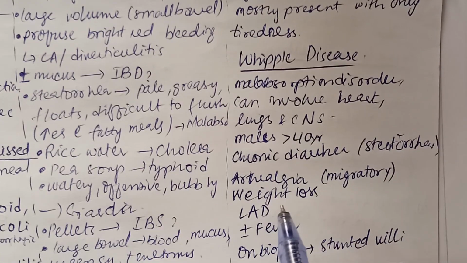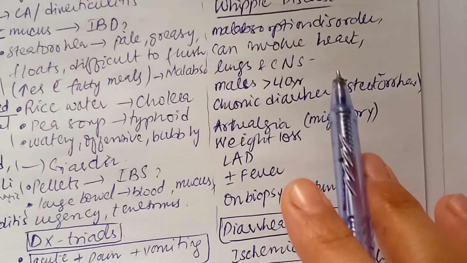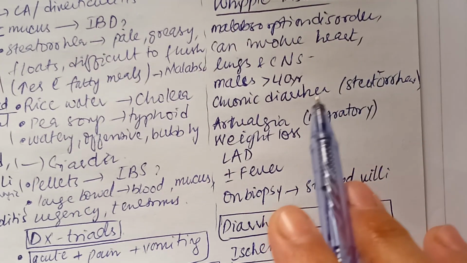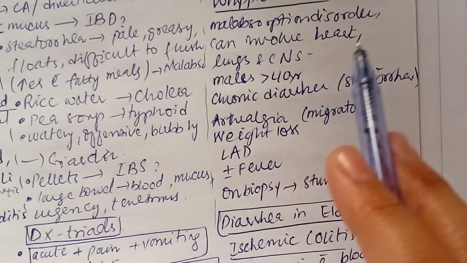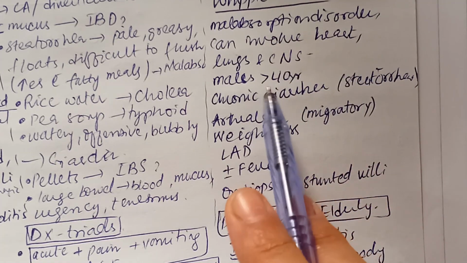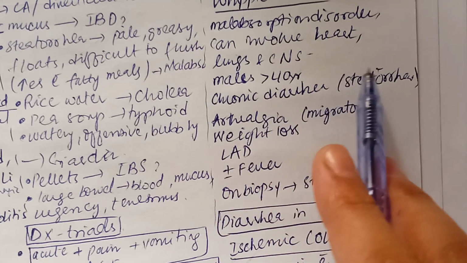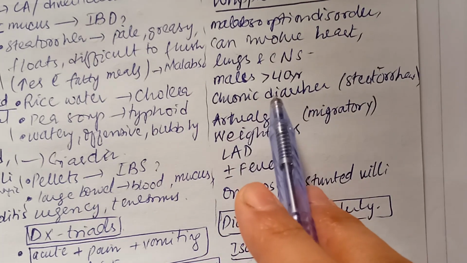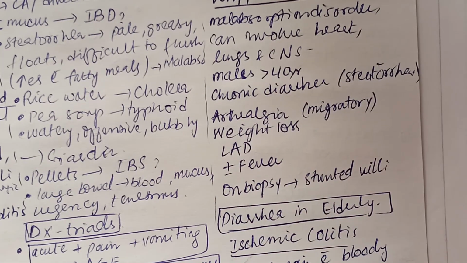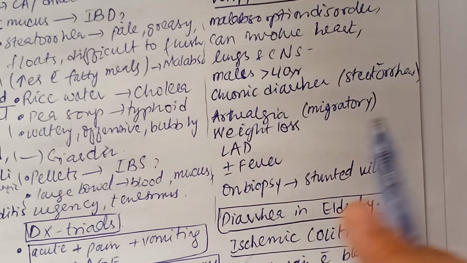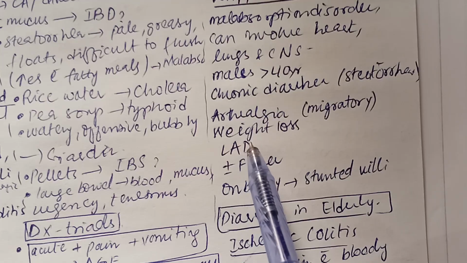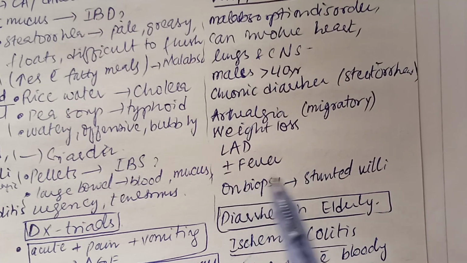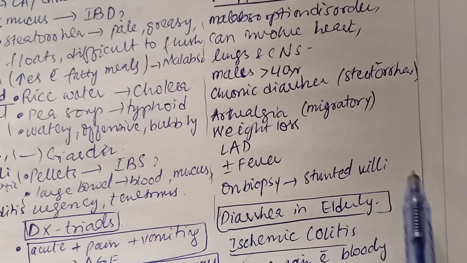Whipple disease is also a malabsorption disorder, and it can involve the heart, lungs, and CNS. It is an infective malabsorption disorder actually. It affects males more, over 40 years of age. It causes chronic diarrhea, steatorrhea, and arthralgia would also be there. Migratory arthralgia, weight loss, lymphadenopathy, and fever can also be there. On biopsy, there would be stunted villi.